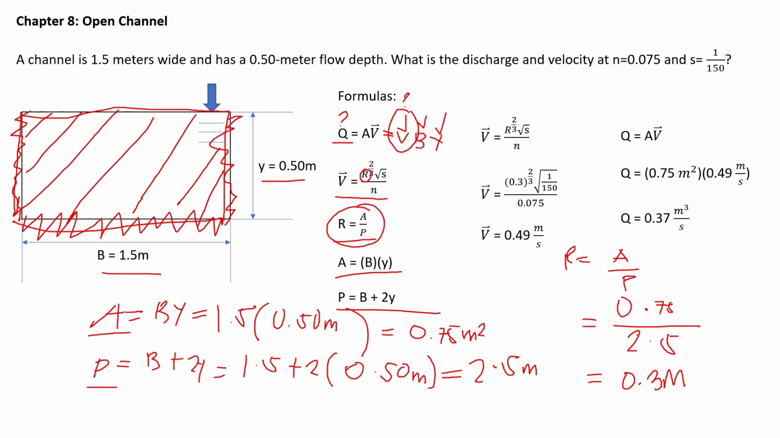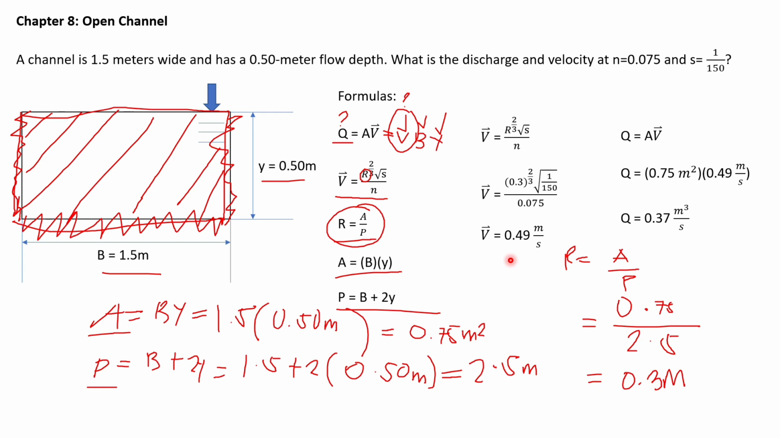Since we have everything we need to calculate the velocity, we substitute all the givens into the formula. So the velocity is equal to 0.3 to the power of 2/3 times the square root of 1 over 150, over 0.075. Calculating this, we will have a value of our velocity, which is 0.49 meters per second.